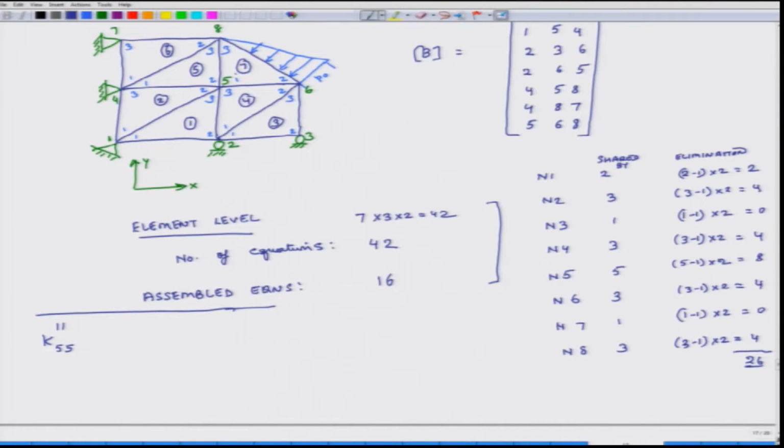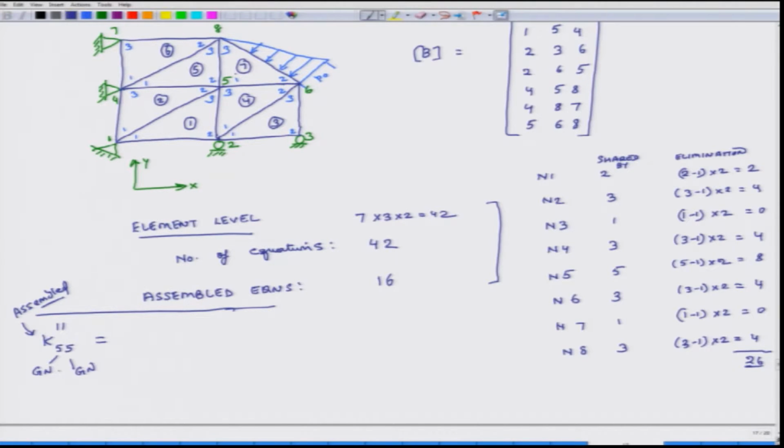K55 for K11 submatrix. You know, this is at assembly level. At assembled level, how do we calculate this? It will be an addition of several element level stiffnesses. So, let us look at, so this is node 5, this is global node, this is also global node. Once we have done assembly, we only worry about global nodes.